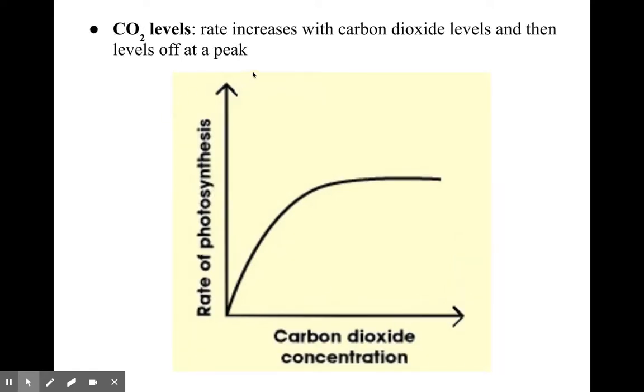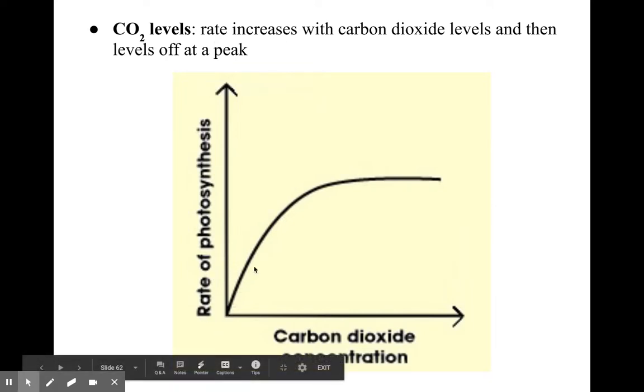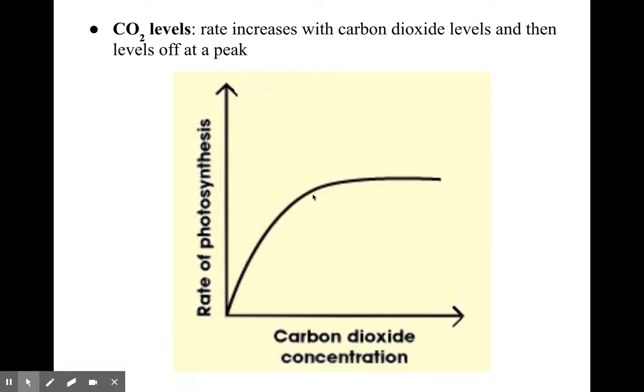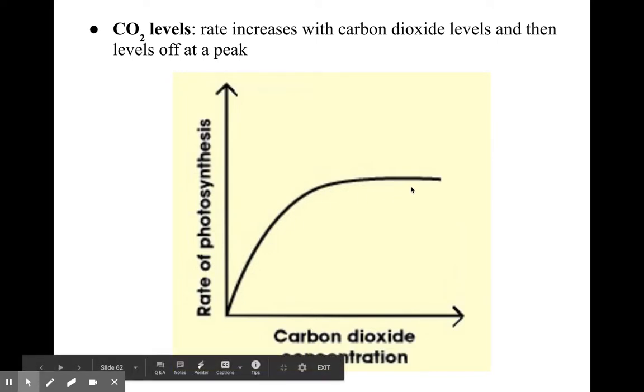So next one would be carbon dioxide. Remember, light would be about the light reactions. Well, carbon dioxide levels would be about the Calvin cycle. So the more you increase the carbon dioxide, the faster the rate of photosynthesis will occur. Of course, we're affecting the Calvin cycle here. So as you increase carbon dioxide into the plant cell, the rate of the Calvin cycle is going to increase, or the rate of photosynthesis overall.